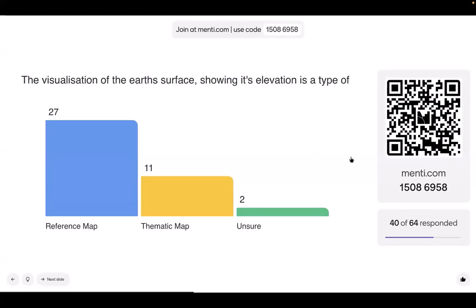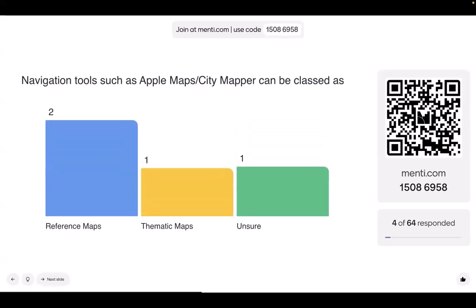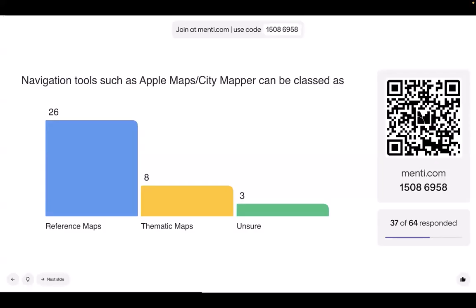I believe there's just one more scenario. Navigation tools: Apple Maps, Citymapper, Google Maps. Can these be classed as reference maps or thematic maps? I'll give 30 seconds just to answer these again. Okay, great. Looks like the majority of people are thinking that navigation tools can be seen as reference maps.